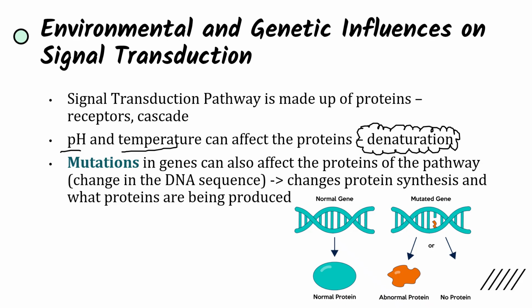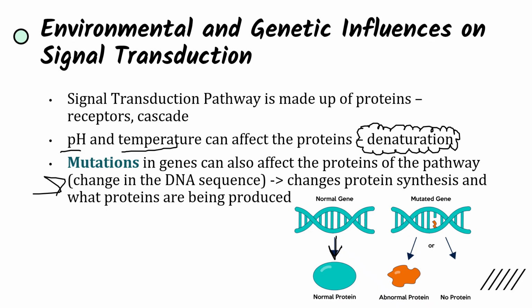Mutations in genes can also affect the proteins of the pathway. And a mutation is just a change in the DNA sequence, a random alteration. And it changes the protein synthesis and what proteins are being produced. It can result in no proteins being produced at all that are necessary for the signal transduction pathway, or for a different protein to be produced that is not what is necessary for the signal transduction pathway. So if you look here, we have a normal gene. Of course, that's going to lead to the synthesis of a normal protein, the necessary protein needed.